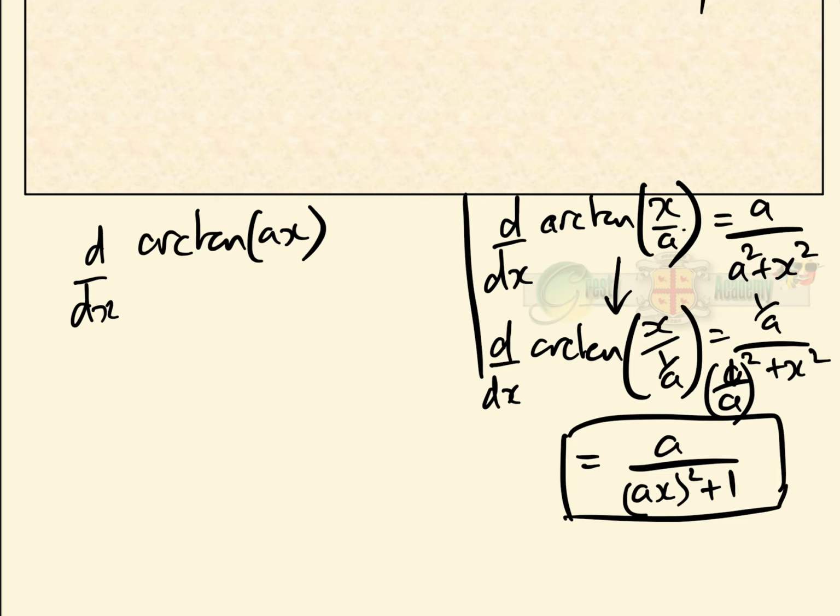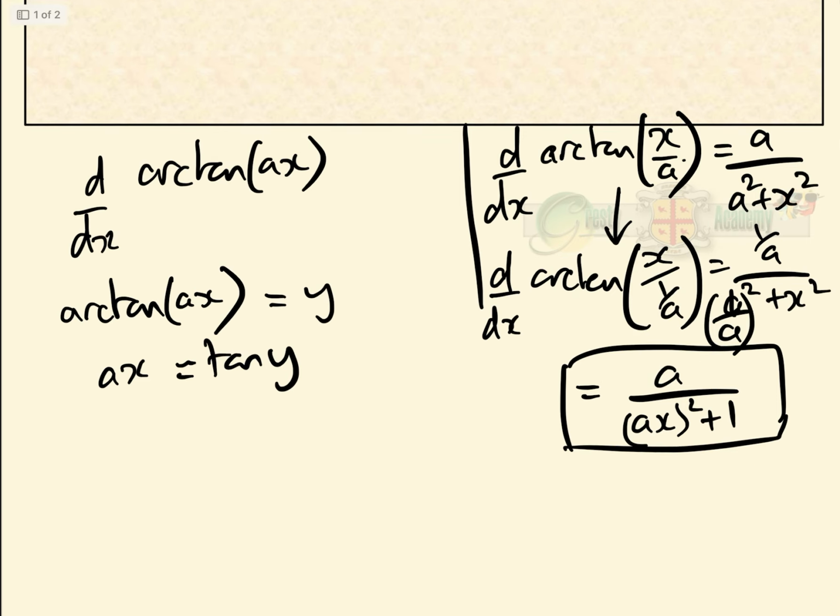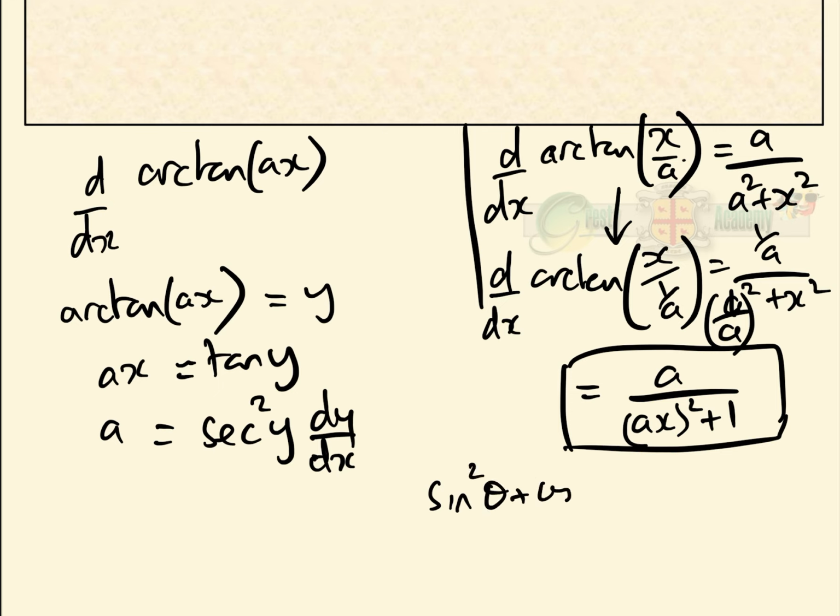But let's imagine that we couldn't remember what it was, and let's do it by first principles, if you like. We'll do it by implicit differentiation. So let arctan ax equal y, which means that ax by definition is equal to tan y. So differentiate both sides of this. We have that a is equal to sec squared y dy dx, because we're doing implicit differentiation. Now remembering that sine squared theta add cos squared theta is 1, and dividing through by cos squared, we get that tan squared theta add 1 is equal to sec squared theta. We can use that here.